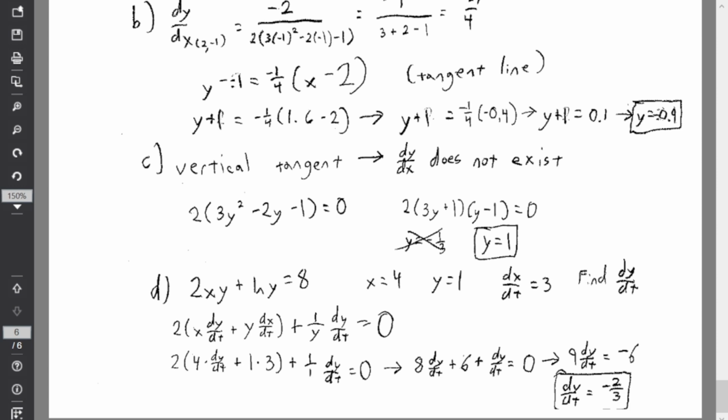So that's how we wound up over here. I distributed the 2. 8 dy dt plus dy dt is 9 dy dt. And then I subtracted the 6 from both sides to get negative 6. Divide, and we get dy dt to be negative 2/3 down as our final answer. And that is this set of FRQs.